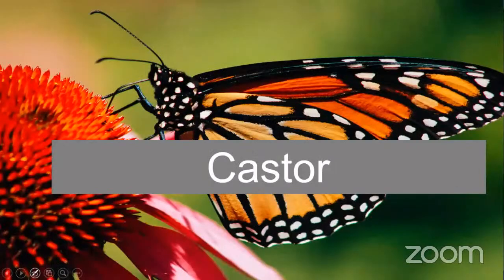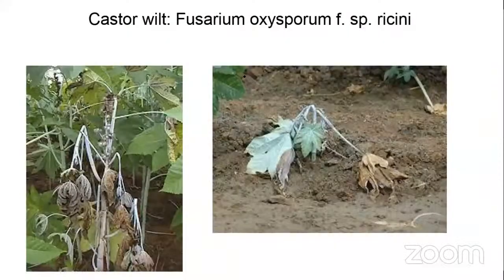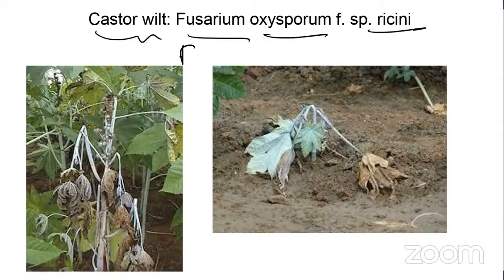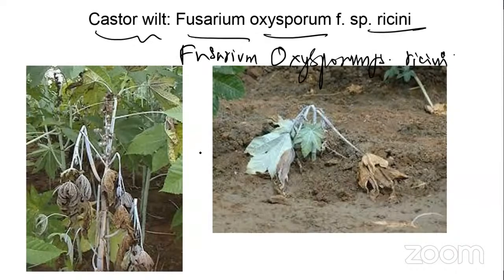Then coming to castor. Castor wilt, which is caused by Fusarium oxysporum f. sp. ricini. So how can I identify whether a castor plant is infected with Fusarium or not?